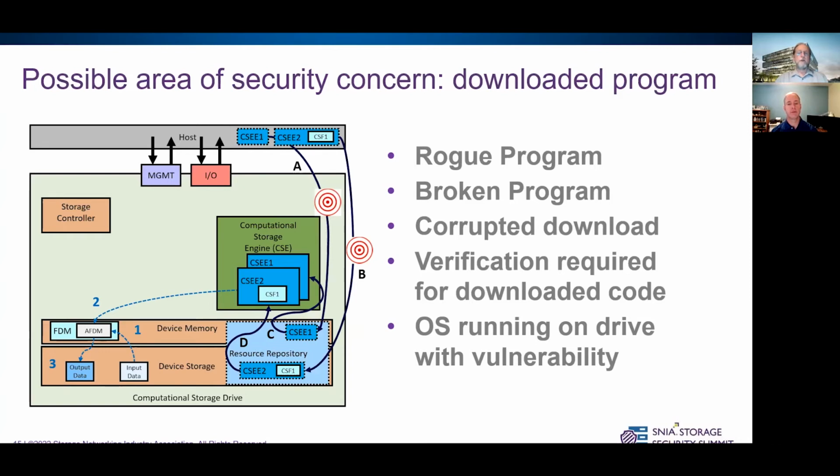Then the next thing is, as Jason talked about, the computational storage engine could be a CPU. That CPU could be running an operating system. Operating systems often have vulnerabilities within them. That's why you get new downloads for your operating system periodically. The same thing now applies on your computational storage device: you are potentially running an operating system, so you need to make certain that operating system is updated with your latest security updates.